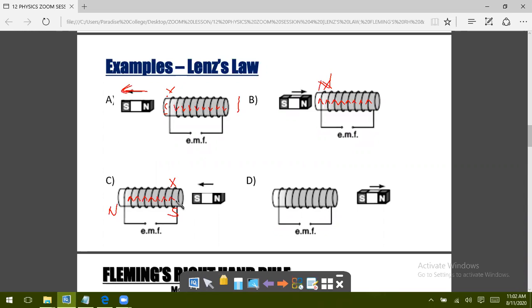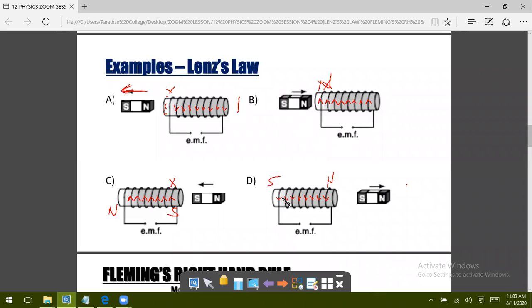Okay, and finally, it's the opposite. When it is moved away, the South Pole is being pulled away from the solenoid. So this will have to be the North Pole to attract it. This becomes the South Pole, so the current direction will be going down. Down. Okay.